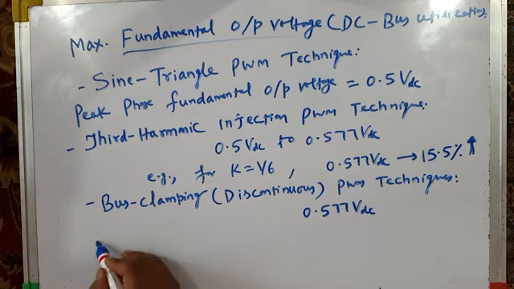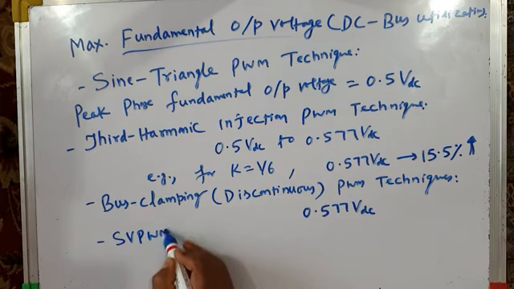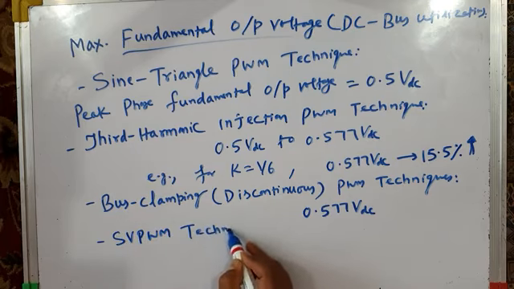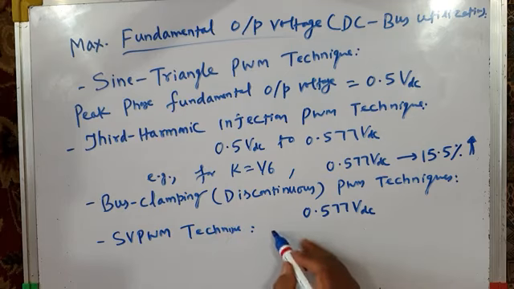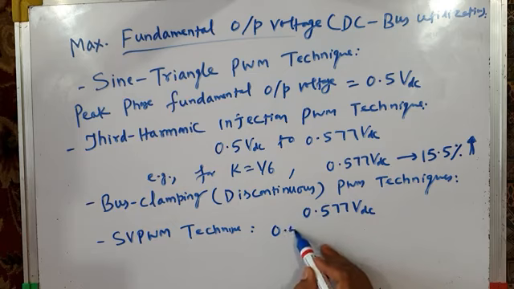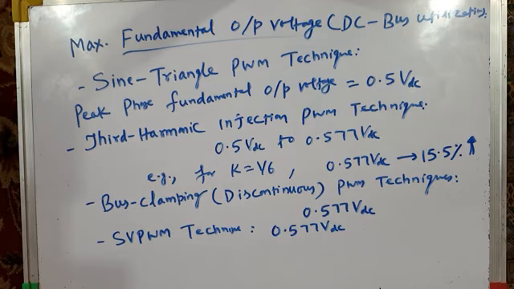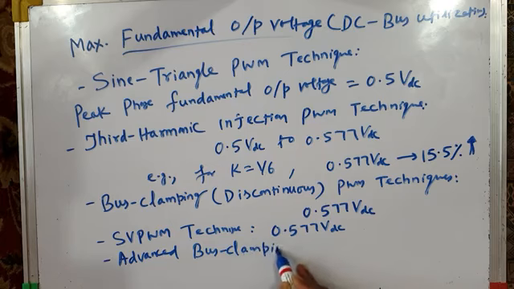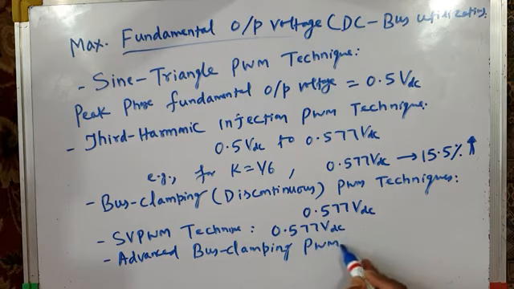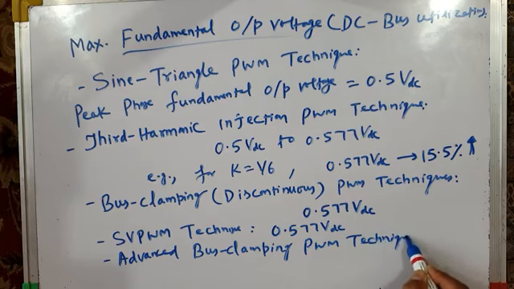And then what about the space vector PWM technique? The conventional space vector PWM technique also produces a fundamental phase voltage component of 0.577 VDC. That means it also produces about 15.5% higher inverter output voltage as compared with sine triangle PWM. And finally, advanced bus clamping PWM techniques, or advanced discontinuous PWM techniques, also produce a higher inverter output voltage of 0.577 VDC.